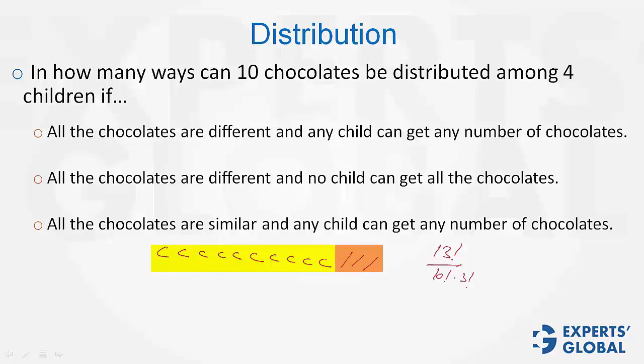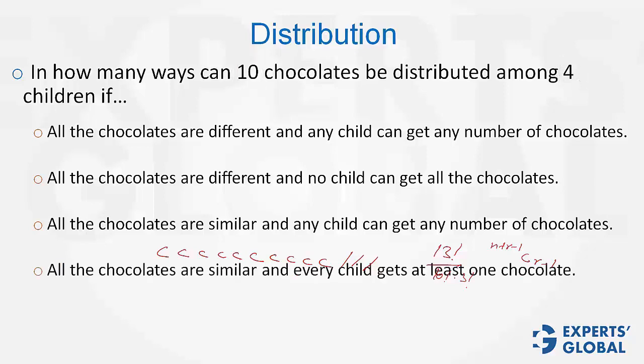This is the answer. You can also think of a relationship n plus r minus 1 C r minus 1. If n identical things have to be distributed among r entities, then n plus r minus 1 C r minus 1 is the number of ways in which the distribution can be done.